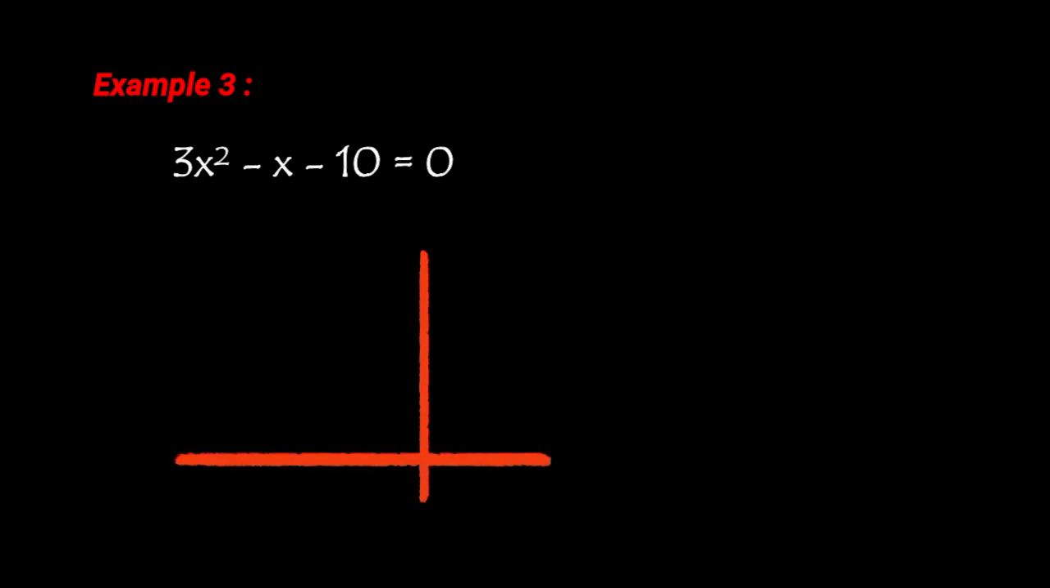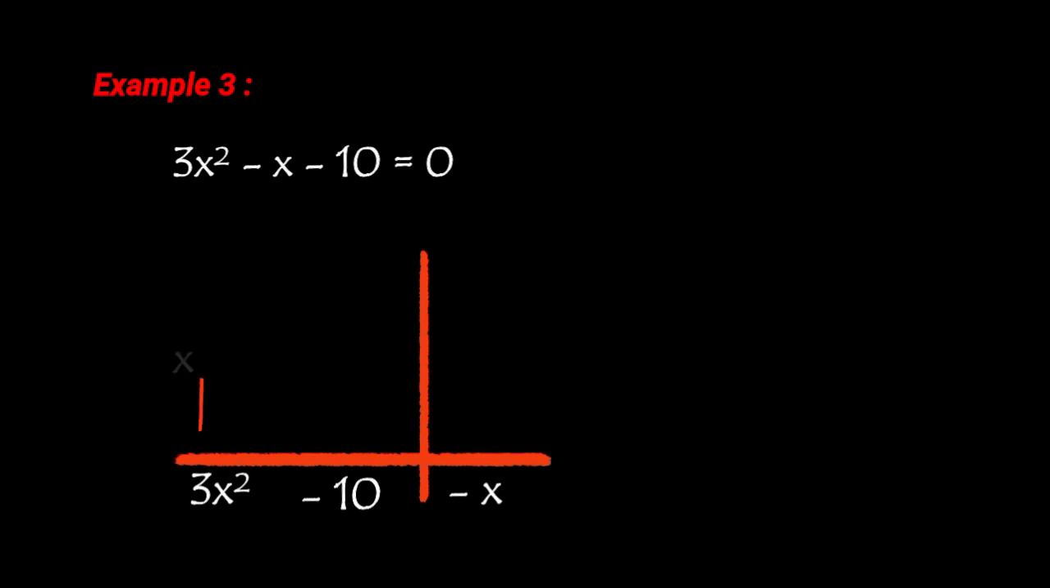For the third example, we have the following quadratic equation, which is 3x squared minus x minus 10 equals 0. Firstly, as always, we have to draw a factorization table and fill up the three terms that we have into the table. For the first term, 3x squared is in the bottom left-hand side of the table. For our second term, negative x in the bottom right-hand side of the table, and negative 10 in the center of the table.